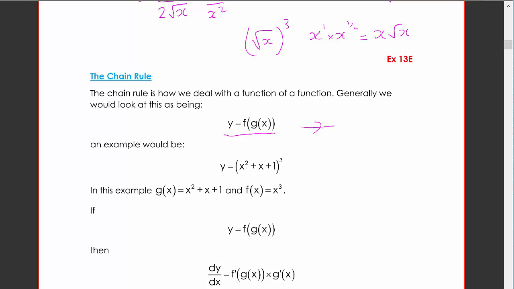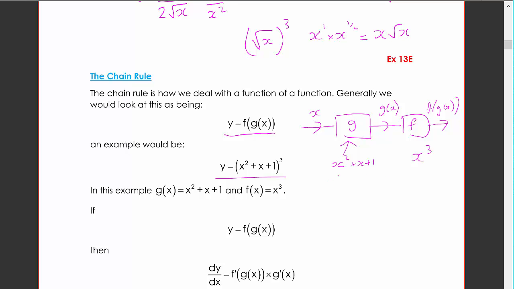So what we're looking at here is that the original x goes into one function g, comes out of it as g of x, and then goes into a second function f, and then you get f of g of x out of the end. So in the example I've given here, the g function would be the x squared plus x plus 1, and then the f function would just be an x cubed. So the x squared plus x plus 1 goes into f and gets cubed, and that's why the cube is on the outside here. And we refer to this as the outside function and the inside function. So the inside function is the x squared plus x plus 1.